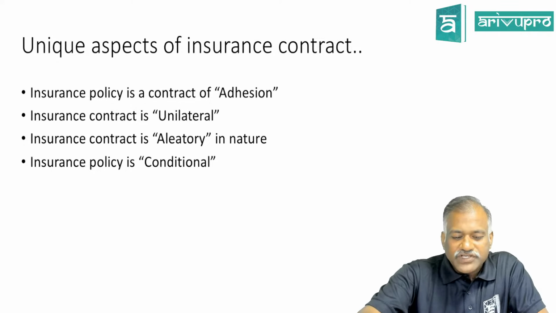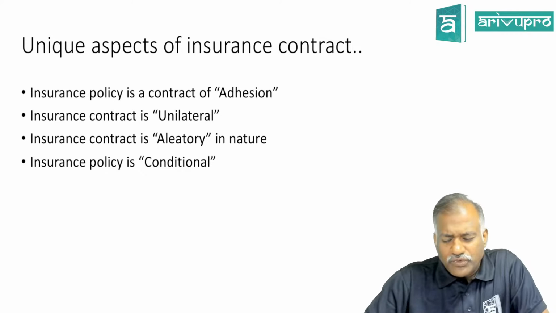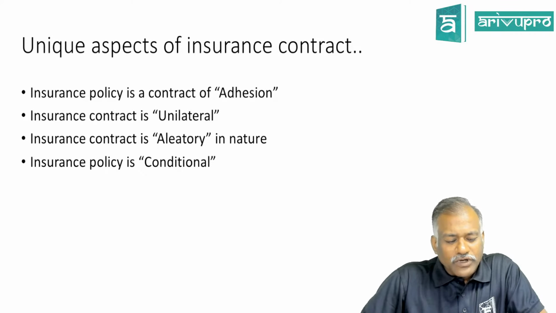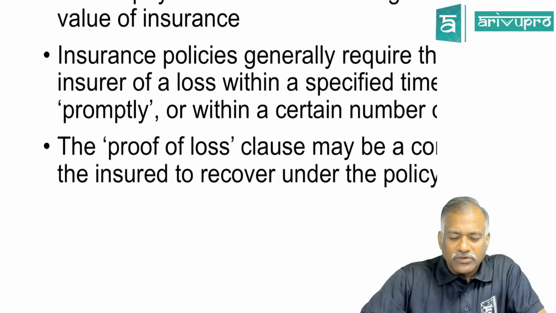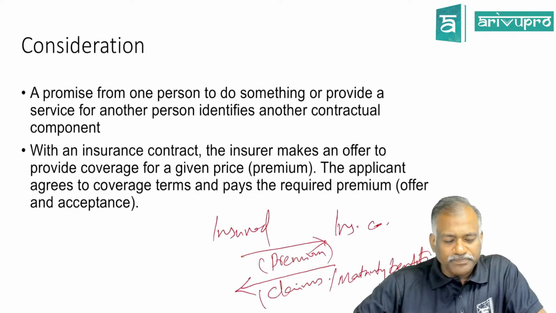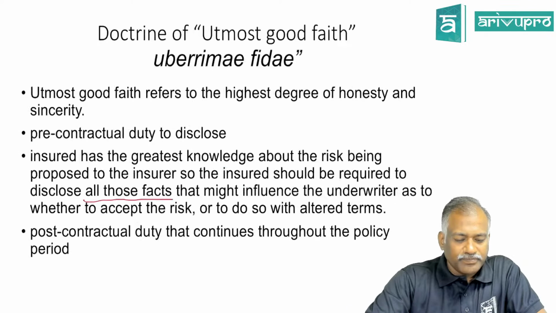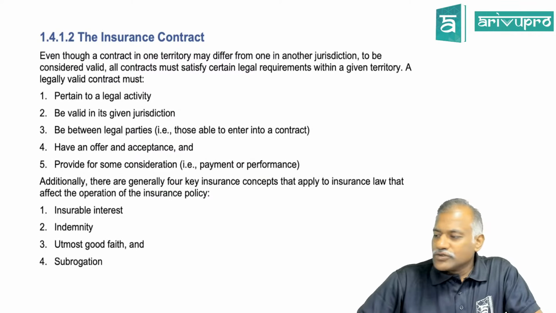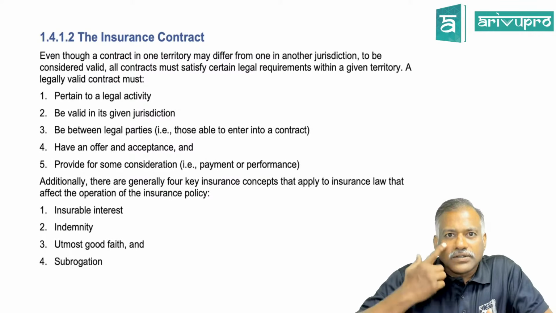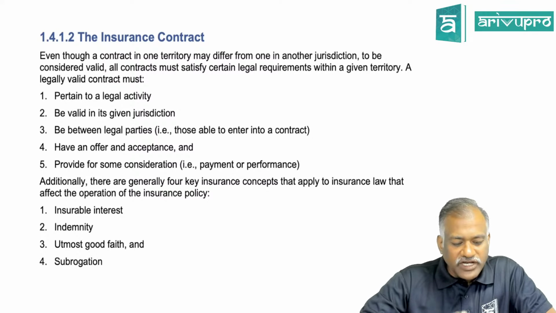Now, I think with this, we have covered most of the content in the first chapter. I think very few aspects are left over. So let us quickly see what we have covered today. So this is where we started today, right? So we looked at the specific concepts with respect to insurance, where we looked at insurable interest, indemnity, utmost good faith, and subrogation, right?